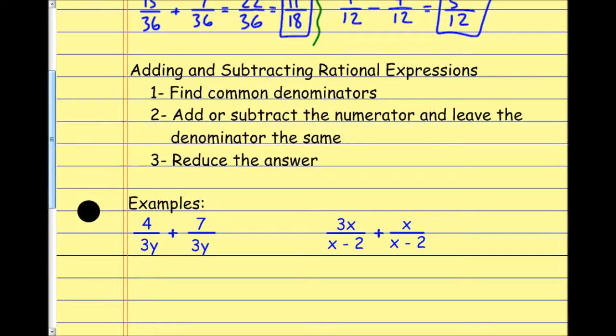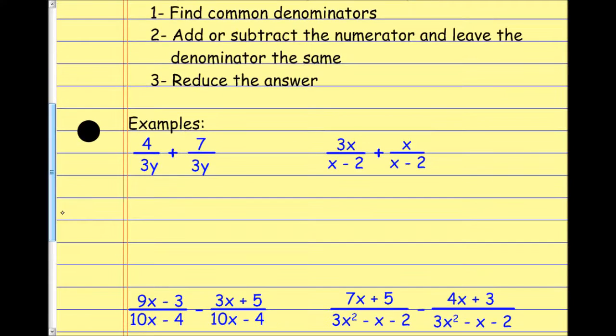left with. Okay? For example, if I look at something like this, these already have common denominators. They both have a 3y as the denominator, so I add the numerators. Denominator stays the same. When I add those numerators together, the 4 plus the 7 gives me an 11. Over, the denominator stays the same. It's the 3y. And that's it. This one can't be reduced, so I leave it the way it is.